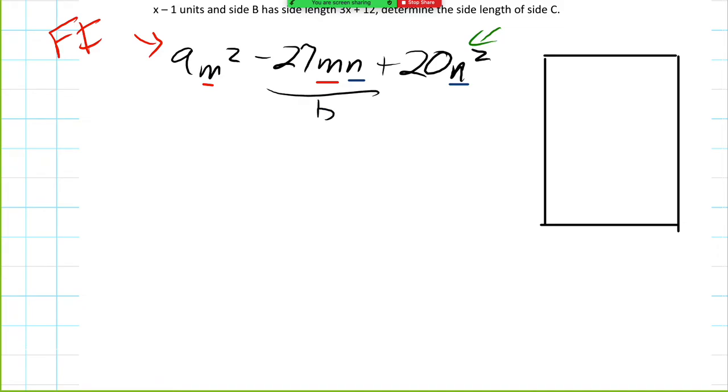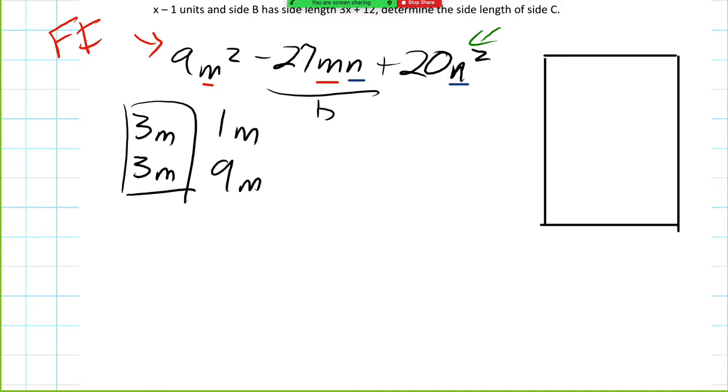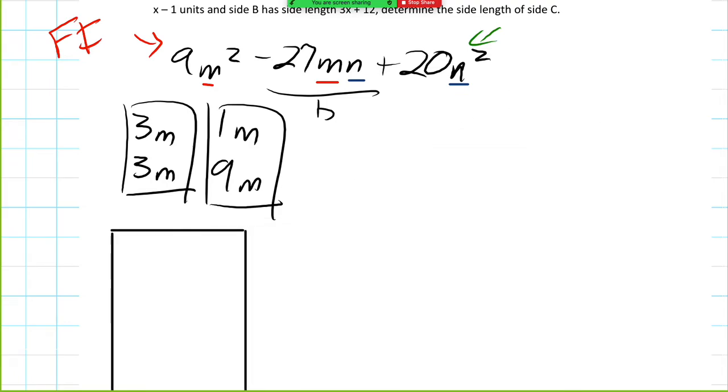So factors of 9m squared are 3m times 3m. And you'll notice I'm purposely writing in the variables because there are two of them. In the other examples, we just assume the variables, so we work with the actual numbers. But here, 1m and 9m, okay? It'll come in really handy because of the two variables. 20 has quite a few of them, so actually what I'm going to do is I'm going to move our example of a rectangle here.